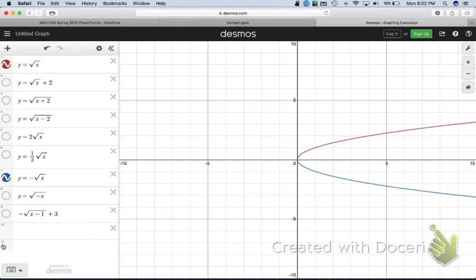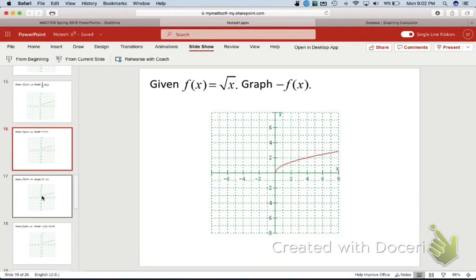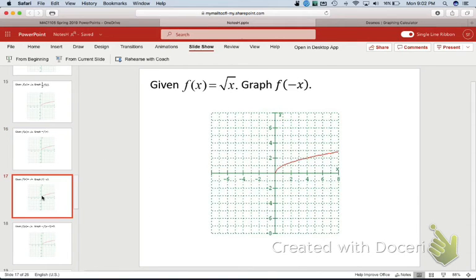All right, so that negative in the very front flipped it over the x-axis. What do you think the negative inside my set of parentheses is going to do? So this would be the square root of negative x. You got it. It flips it over the y-axis. Okay.